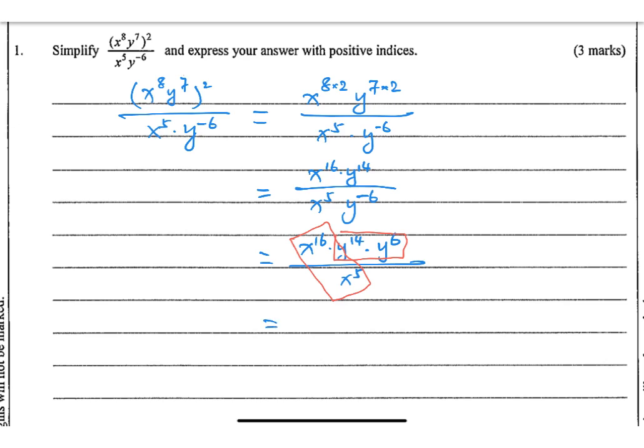So here, because x is in both the numerator and denominator, the power in the numerator is bigger, so I keep it in the numerator. So x to the power 16 minus 5, and y to the power 14 plus 6. And nothing is left in the denominator, which is 1 only, so you don't need to show it. So which is x to the power 11 times y to the power 20. So this is the final answer.